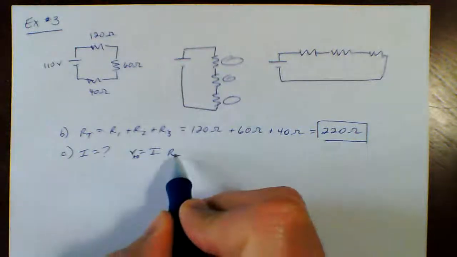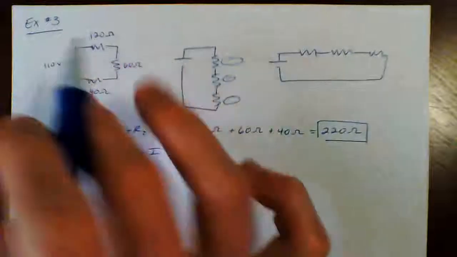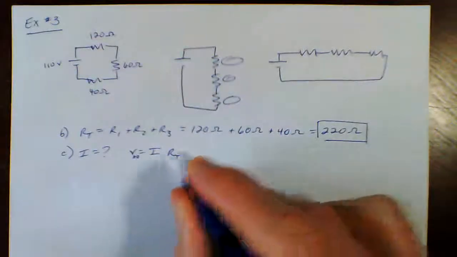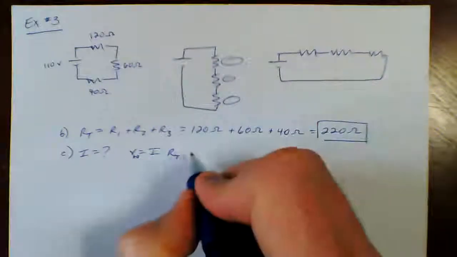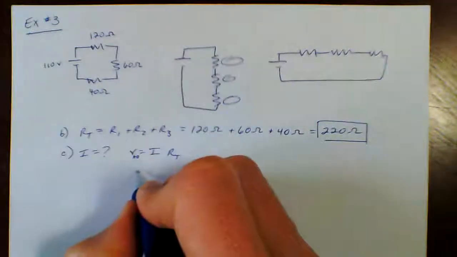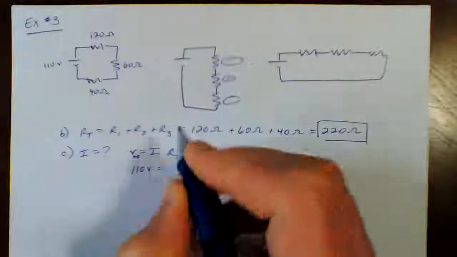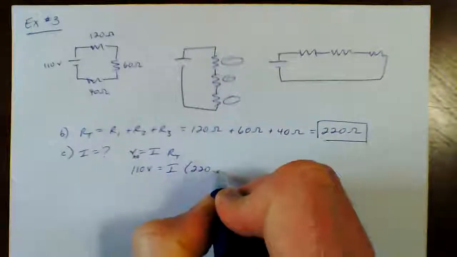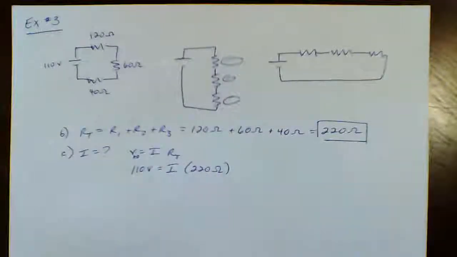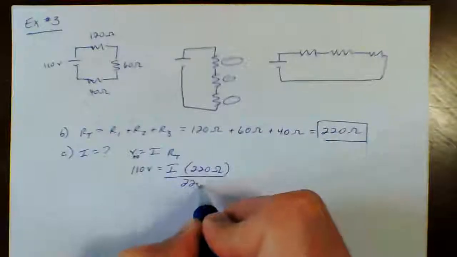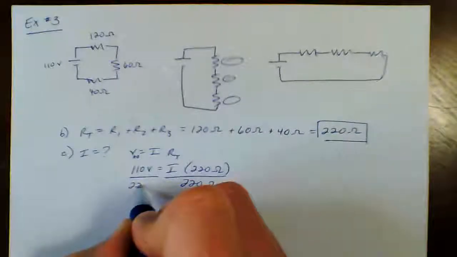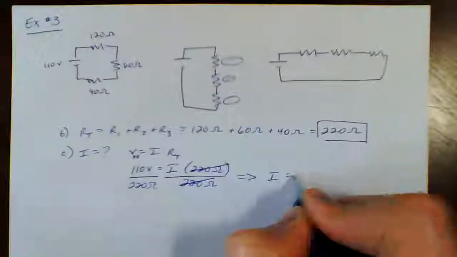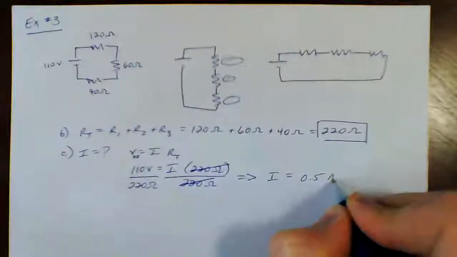But in this one, for the current through the battery, it is always going to be equal to the current times the total resistance of the rest of the circuit. So voltage from A to B is 110 volts, and it equals I, which is what we're looking for, times 220 ohms. Divide both sides by 220. That cancels out there, and we get that I is equal to 0.5 amps.